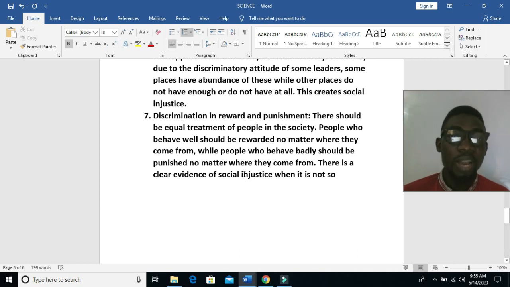And also, people who behave badly should be punished no matter where they come from. It doesn't matter if the person is your tribal person or from your ethnic group. In as much as a person has committed an offense, the person should be punished accordingly. That is what this point is talking about. There should be equal treatment of people, no matter where they come from. There is a clear evidence of social injustice when people are not treated the same way. When we discriminate in terms of reward and punishment, what we have is social injustice.